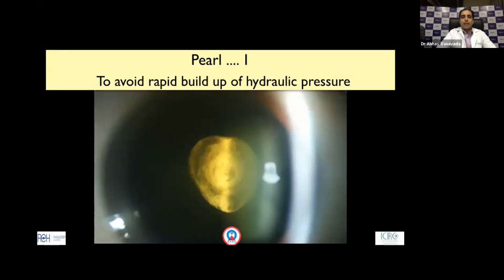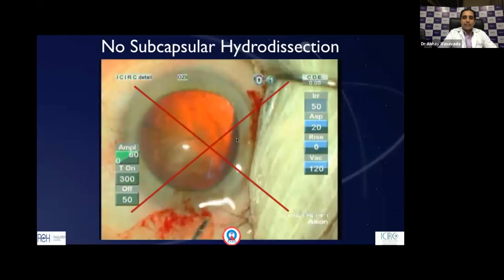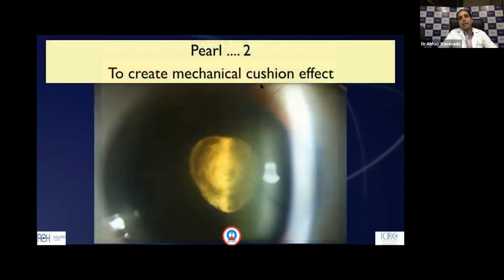The first step or the first pearl that you need to keep in mind is that any form of hydraulic pressure through the cortical area is likely to cause a posterior capsule rupture. So no form of hydrodissection should ever be attempted in posterior polar cataract. So the classical subcapsular hydrodissection should be avoided, and either conventional or modifications of hydrodelineation need to be done.